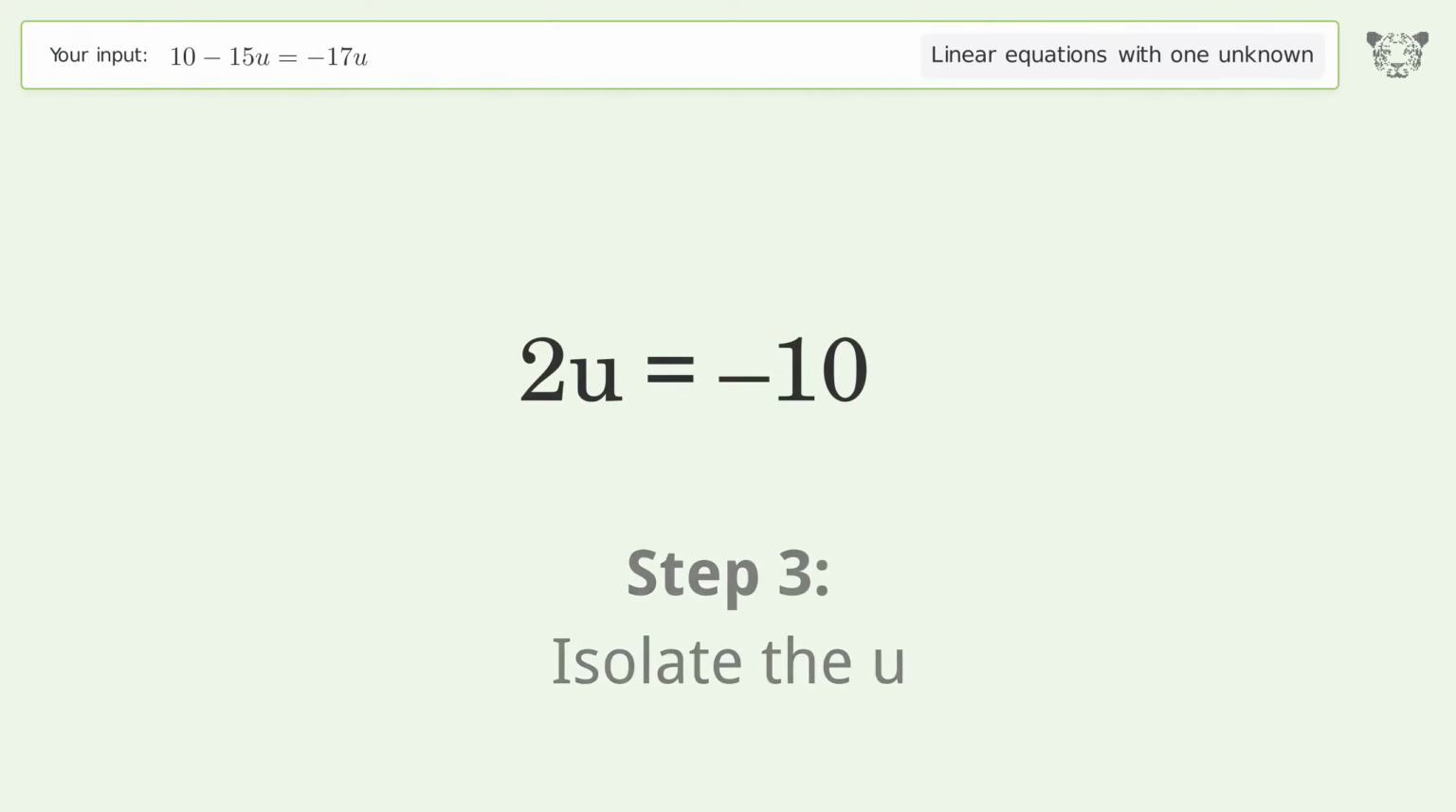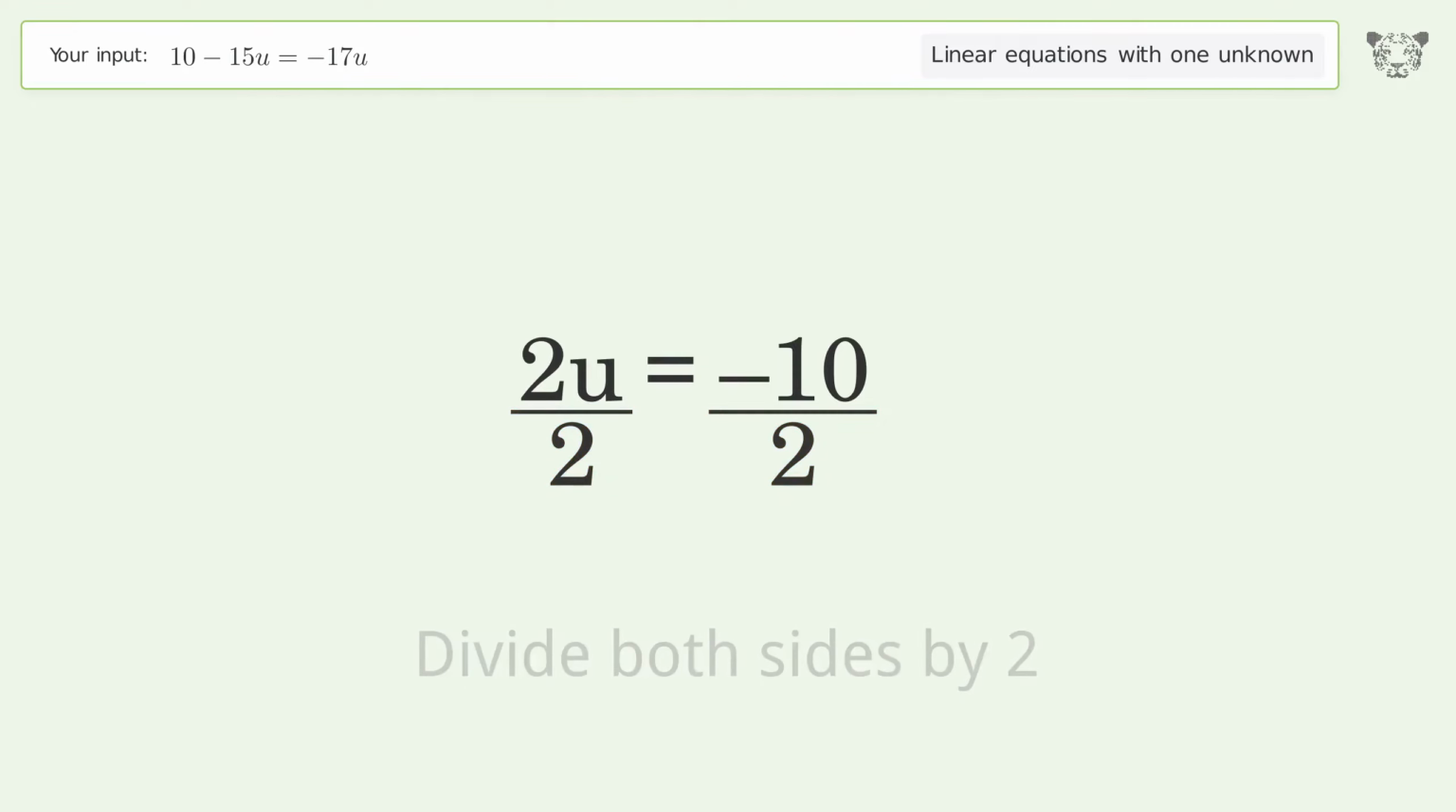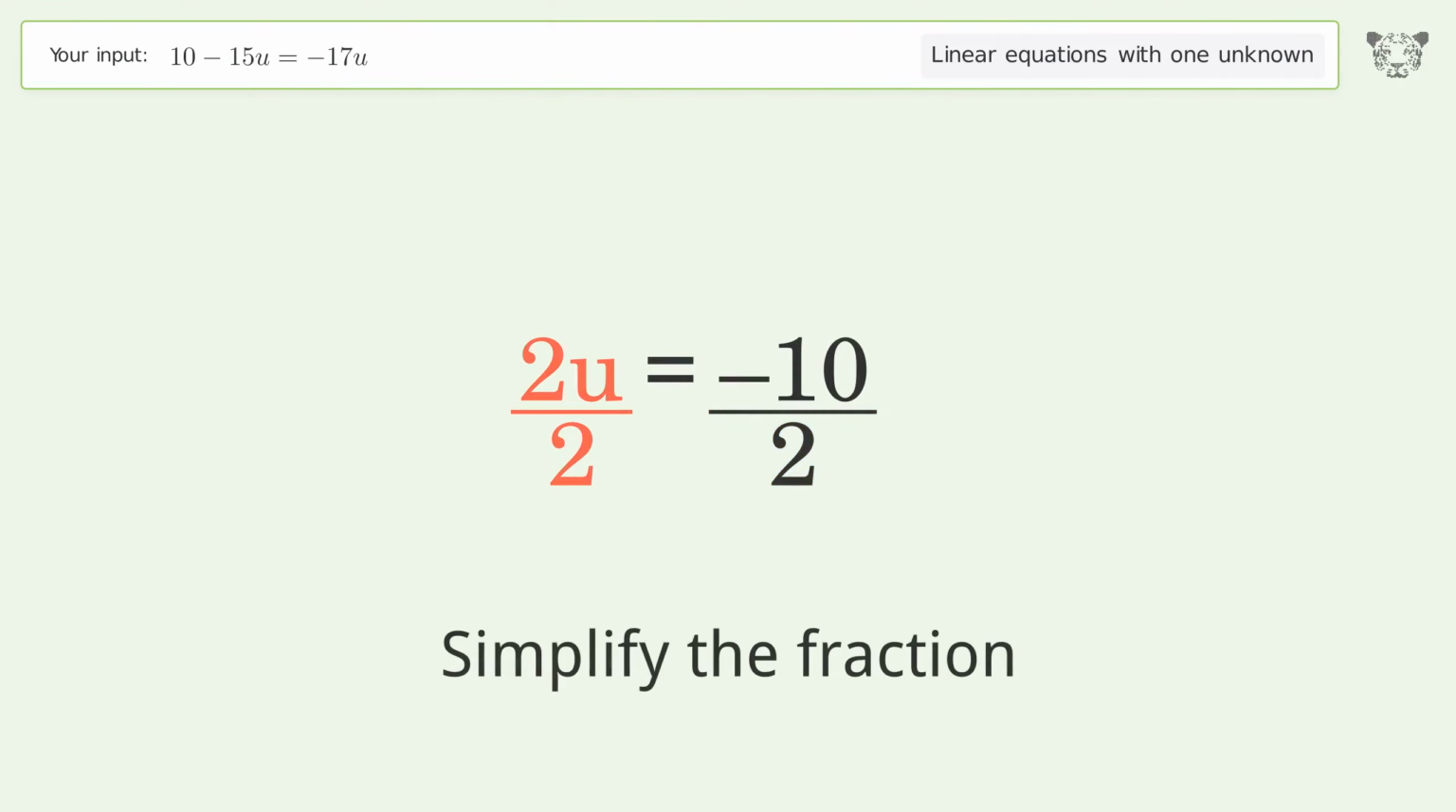Isolate the u. Divide both sides by 2. Simplify the fraction.